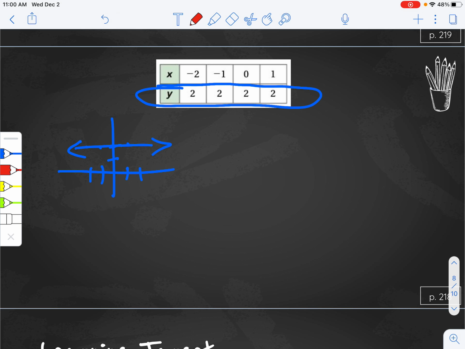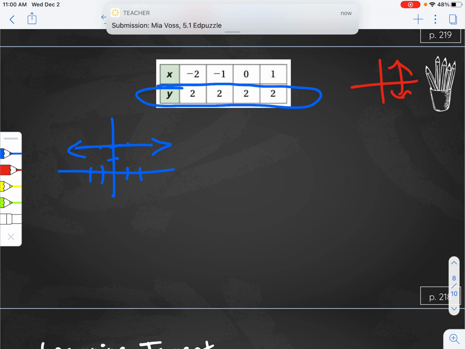Now, the reason I bring this up is because we might see a horizontal line and think, can we write a linear function for that horizontal line? Because we talked about vertical lines don't work. So what about a horizontal line?